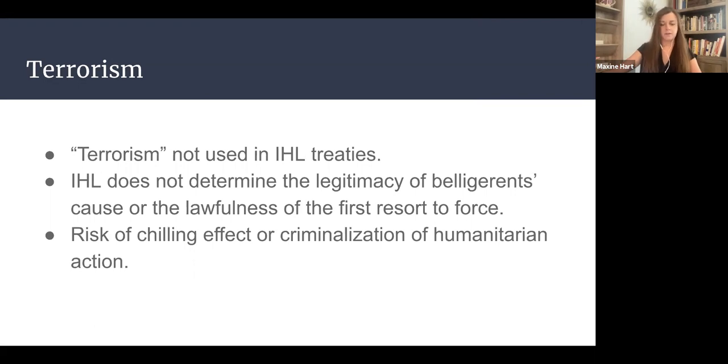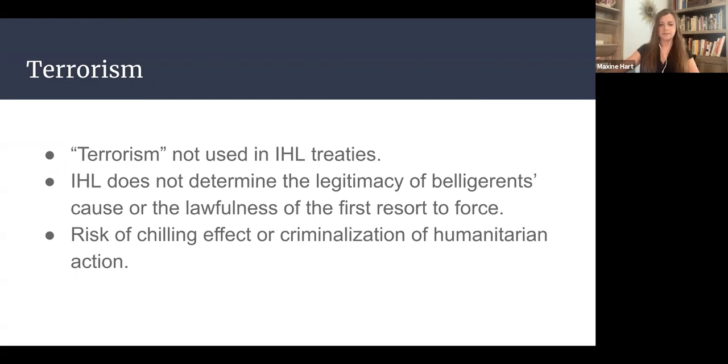And calling a group a terrorist organization can be an obstacle to amnesty, peace negotiations, and reconciliation, which can further the humanitarian aims of IHL. And then there are laws that often criminalize material support or material aid to organizations that are designated as terrorist, and that could have a chilling effect or criminalize humanitarian action.